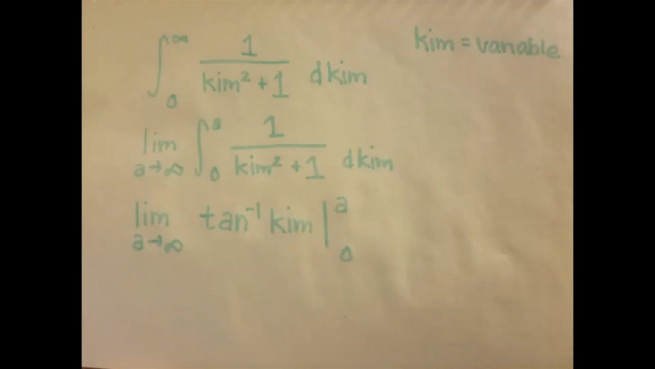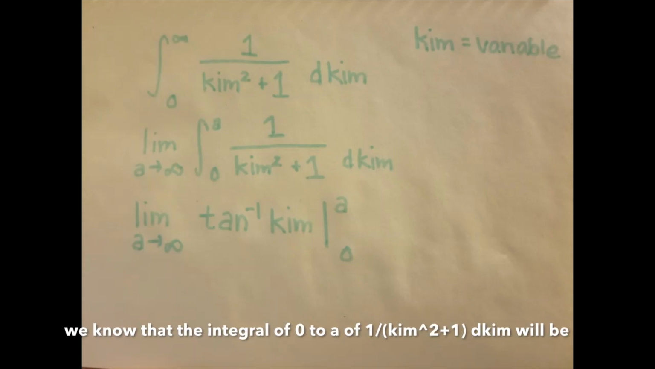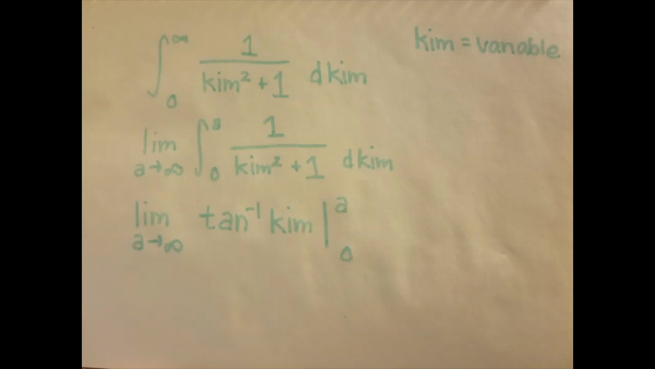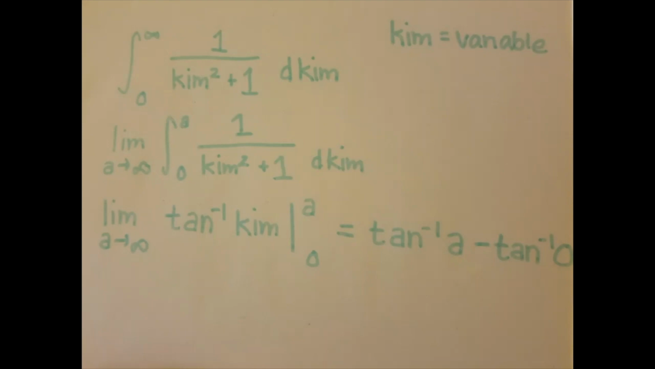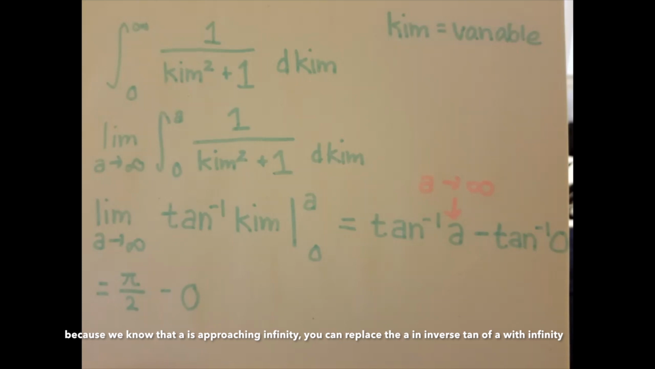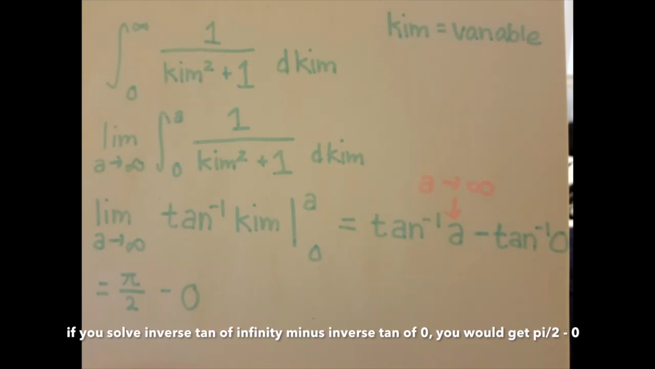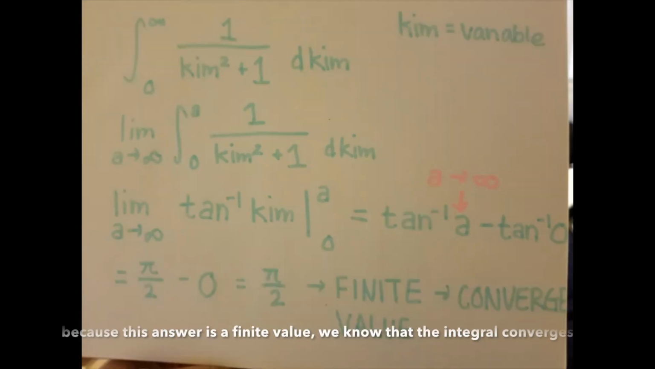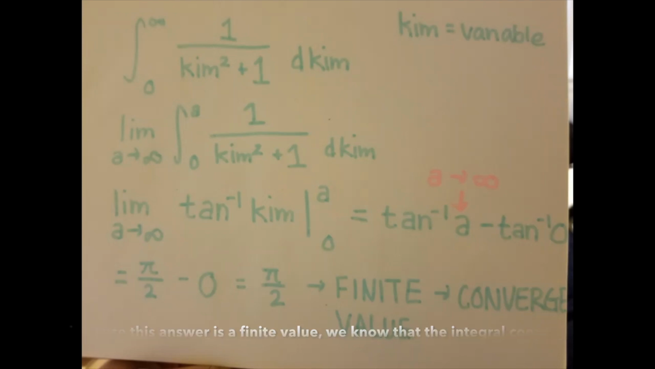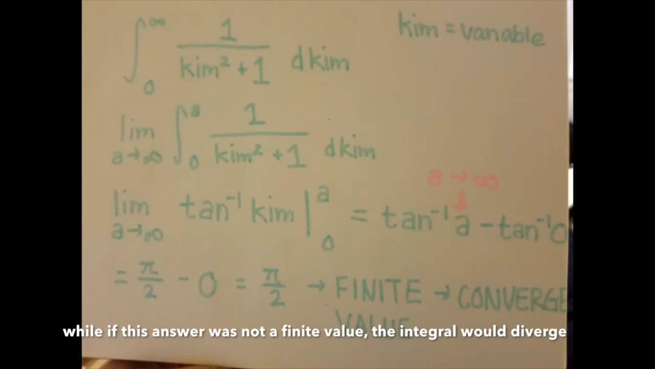Next, we solve the integral. We know that the integral from 0 to a of 1 over x squared plus 1 dx will be equal to inverse tan of x from 0 to a. Continue solving the problem. Because we know that a is approaching infinity, we can replace the a in inverse tan of a with infinity. If you solve inverse tan of infinity minus inverse tan of 0, you would get pi over 2 minus 0, making the answer pi over 2. Because this answer is a finite value, we know that the integral converges, while if this answer was not a finite value, the integral would diverge.